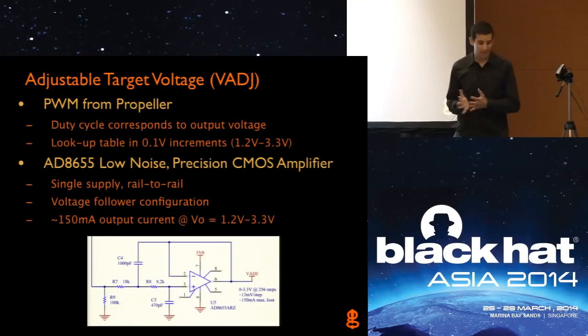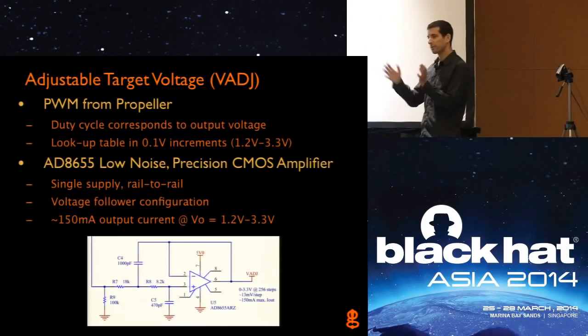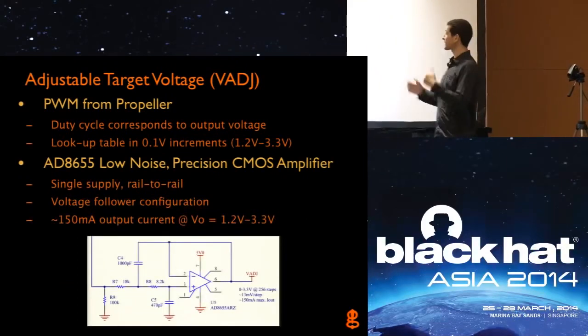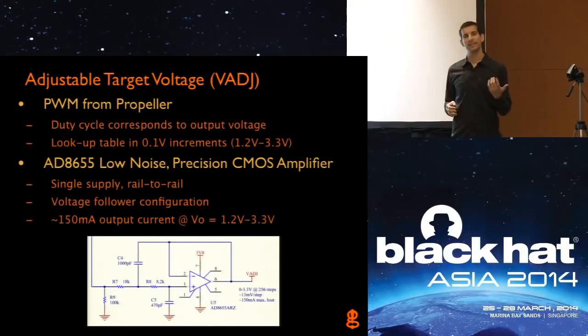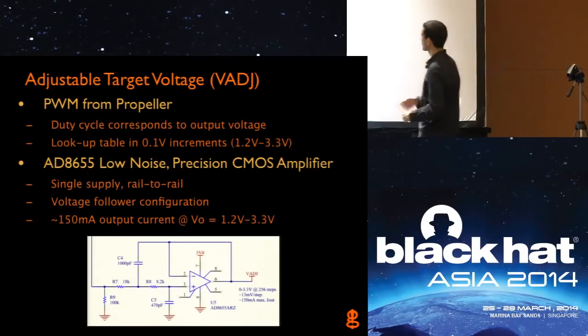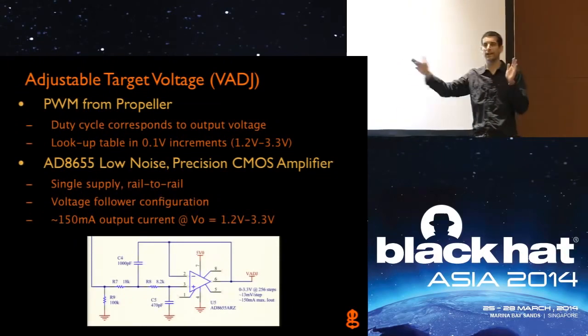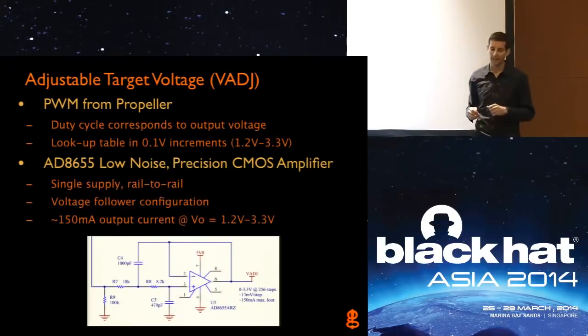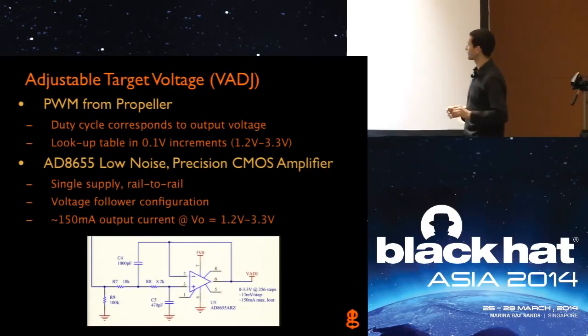Okay, so the adjustable target voltage. I needed some way to create this adjustable voltage that we can connect to different targets. So what I'm using is a pulse width modulated signal, PWM, on one output line of the Propeller. And basically the duty cycle of the PWM corresponds to the output voltage. And what I have is a lookup table with different duty cycles that I've measured out and measured the resulting voltage. And now we have 0.1 volt increments from 1.2 to 3.3 volts, depending on target voltage.